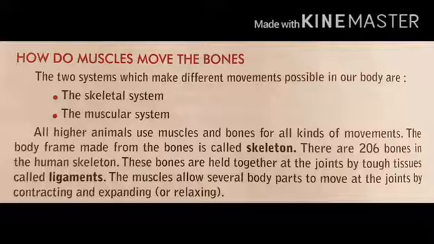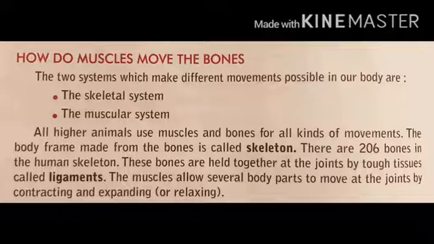How do muscles move bone? The two systems which make different movements possible in our body are the skeletal system and the muscular system. All higher animals use muscles and bones for all kinds of movement. The body frame made from the bones is called skeleton. There are 206 bones in the human skeleton. These bones are held together at the joint by tough tissues called ligaments.